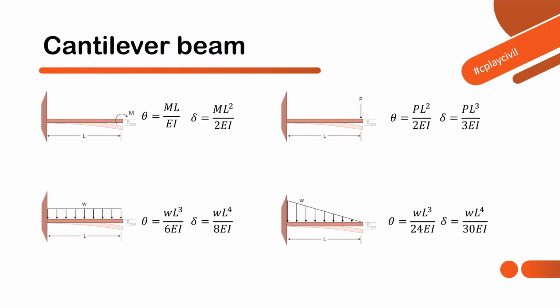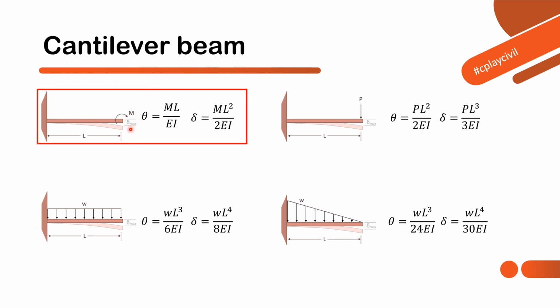Now let's see the formulas for slope and deflection of general beams. For a cantilever beam, first let's consider a cantilever beam subjected to a moment at its free end. Then what will be the slope and what will be the deflection, or we can say the maximum deflection. Slope is given by ML by EI and deflection is given by ML square by 2EI when a cantilever beam is subjected to a moment at the free end.